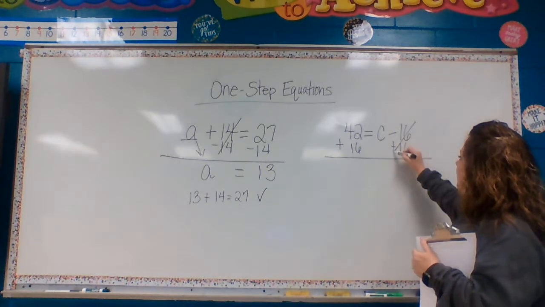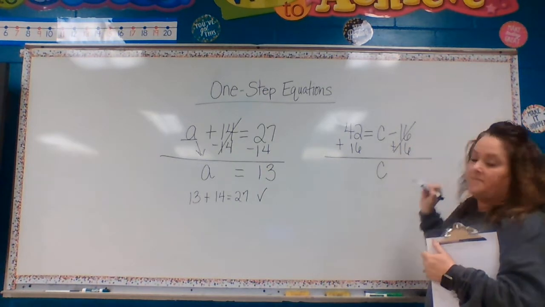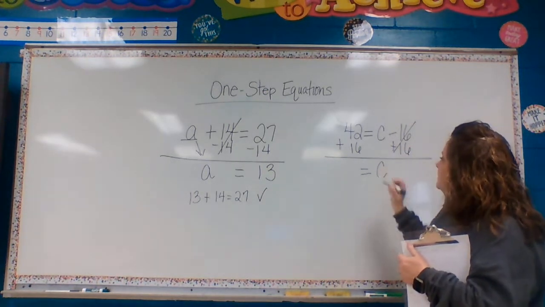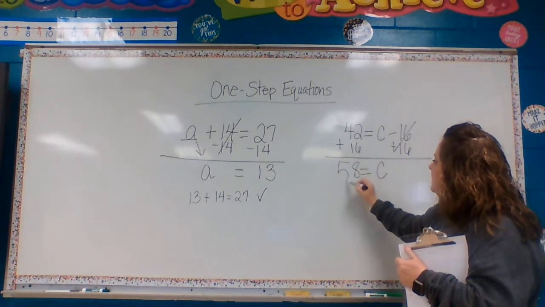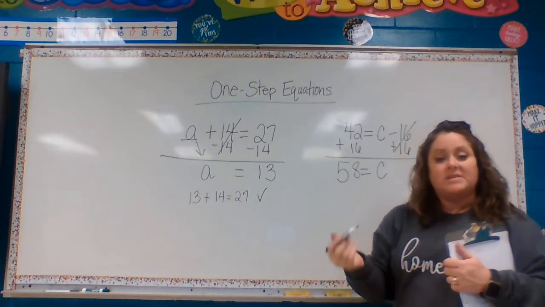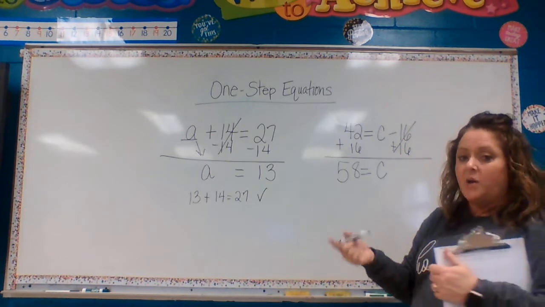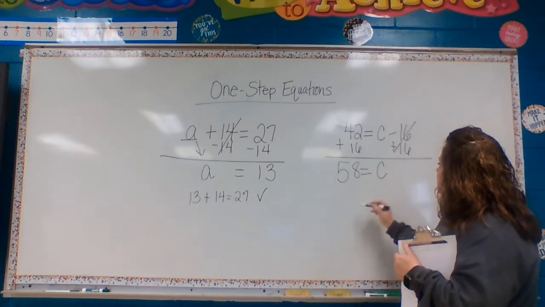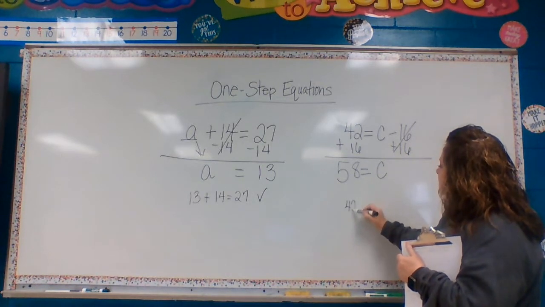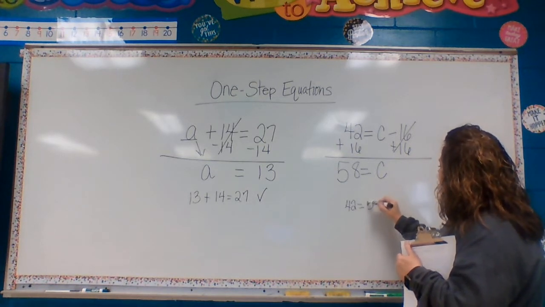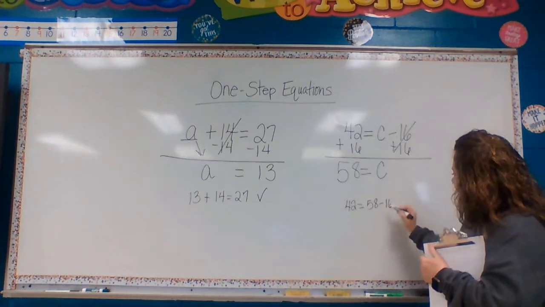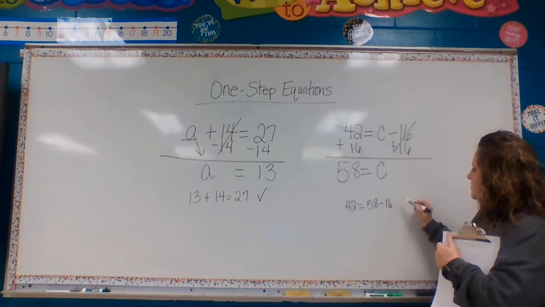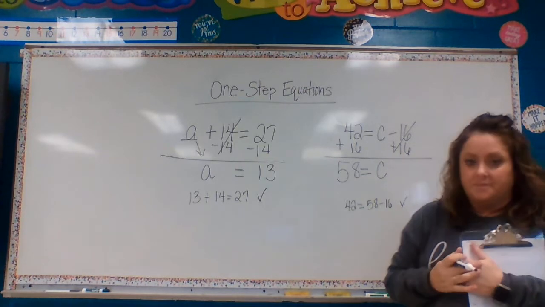These 16s cancel out, leaves me with a c, and then 42 plus 16: 2 plus 6 is 8, 4 plus 1 is 5, and it's telling me that 58 equals c. So I can check that by going back and plugging it in. So I can say 42 equals 58 minus 16. And so 8 minus 6 is 2, 5 minus 1 is 4. So this one checks also.